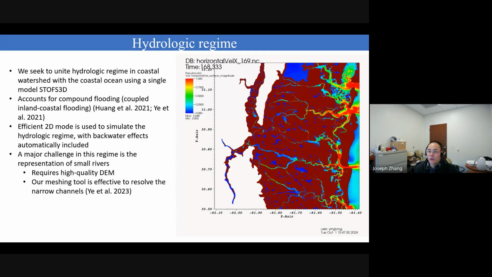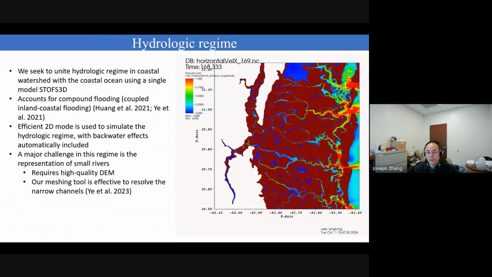We even did a quantitative assessment. The model is doing what it's supposed to do. So this way we can fully account for this combined water effects and compound floodings. So we published a couple papers now on this for the storm events. But here we are mostly interested in assessing how well the model is doing in the hydrological regimes with the latest meshing technology. So it obviously requires high quality DEM.